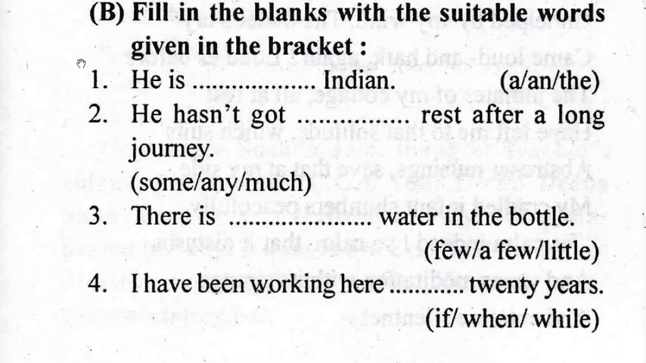Next one is fill in the blanks with the suitable word given in the bracket. First one is: he is dash Indian. A, an or the. Correct option will be an. He is an Indian. Second, he hasn't got dash rest after a long journey. Here the options are some, any, much. He hasn't got dash rest. So here what will come? Any rest. Now come to question number 3.